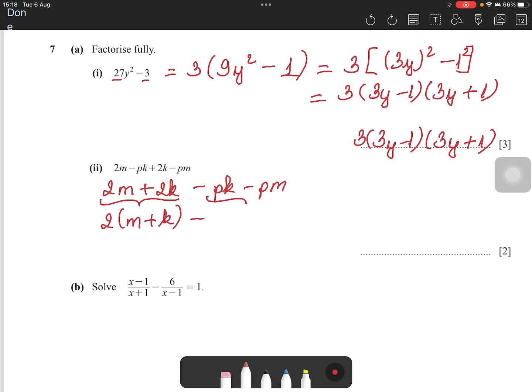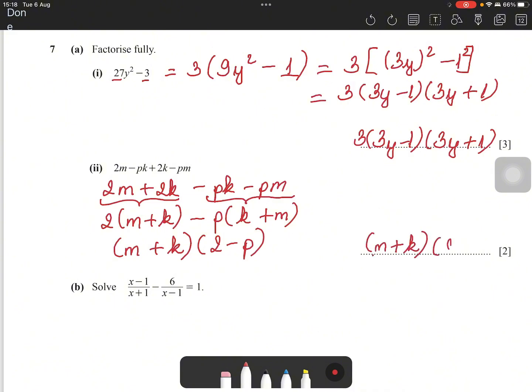Subtract the common factor of pk and pm is p. Then we have k plus m left. Now the common factor of them is m plus k, and 2 minus p. So the answer is m plus k, 2 minus p.